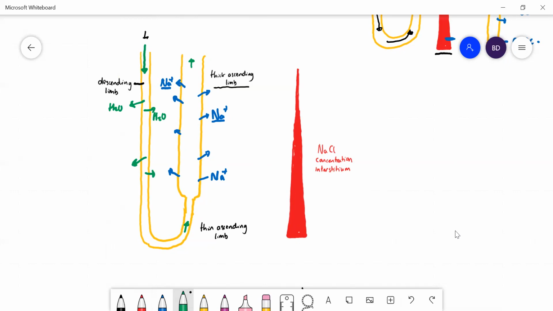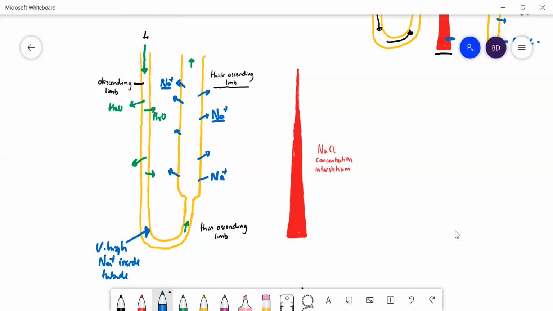The sodium ions have to stay put. So you can probably realize that at the bottom of the loop, you can have a very high sodium ion concentration inside the tubule, not in the interstitium, but inside the tubule.